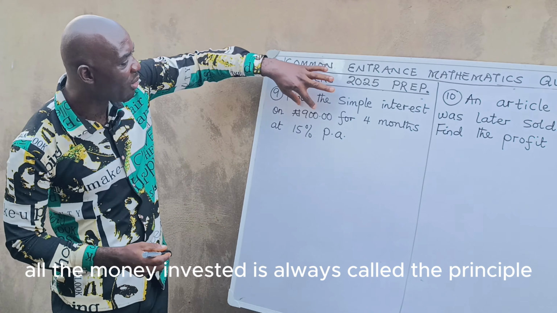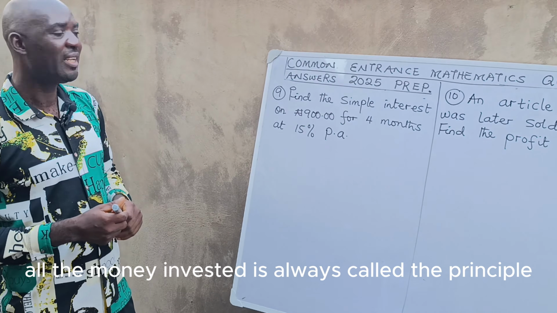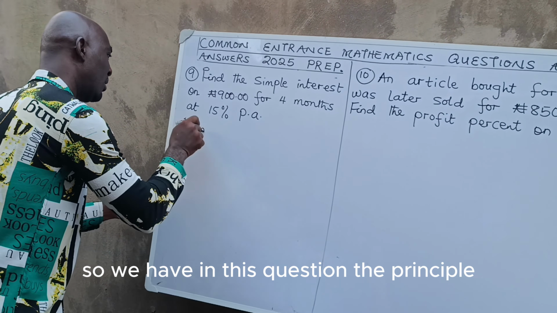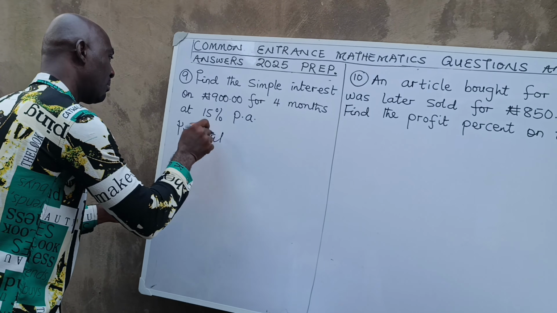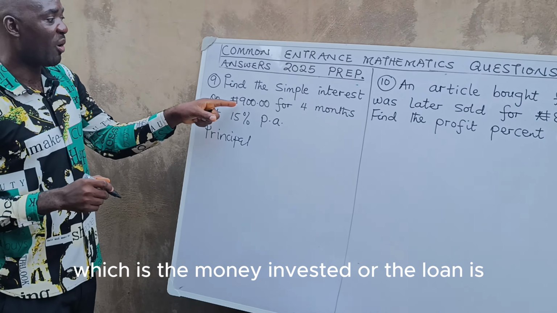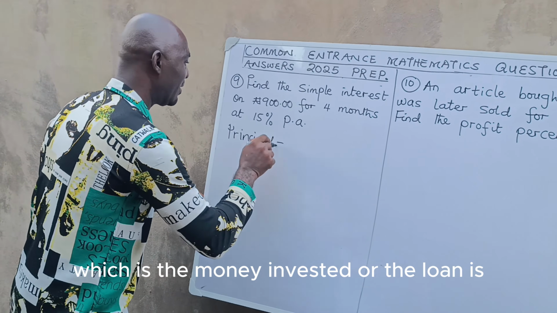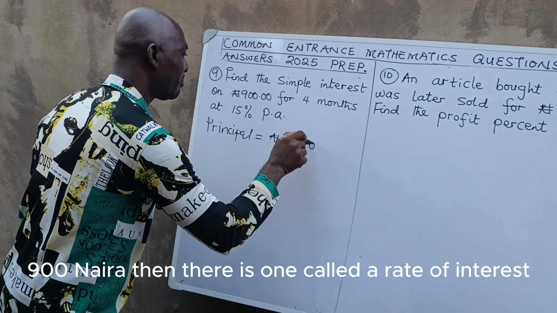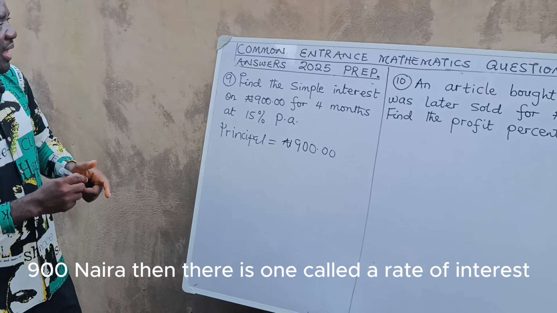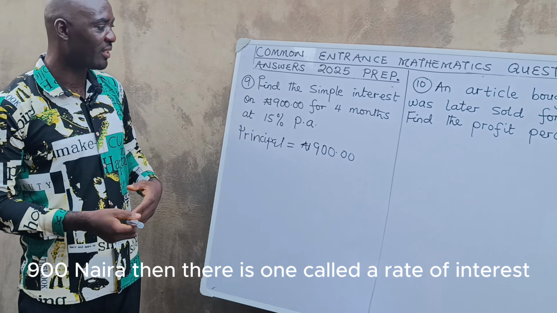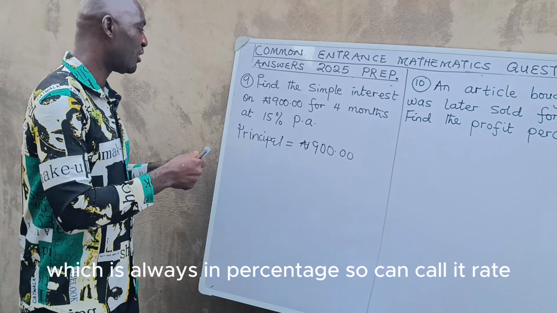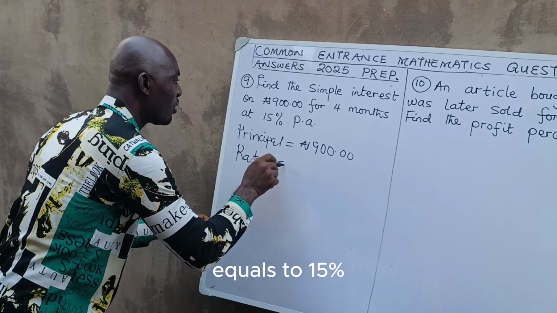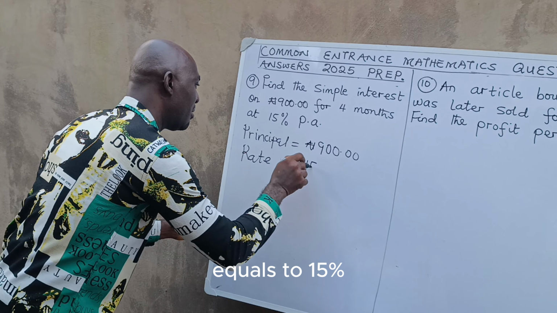The loan given or the money invested is always called the principal. So we have in this question the principal, which is the money invested or the loan, is 900 naira. Then there is what we call the rate of interest, which is always in percentage. So we can call it rate, equals 15%.